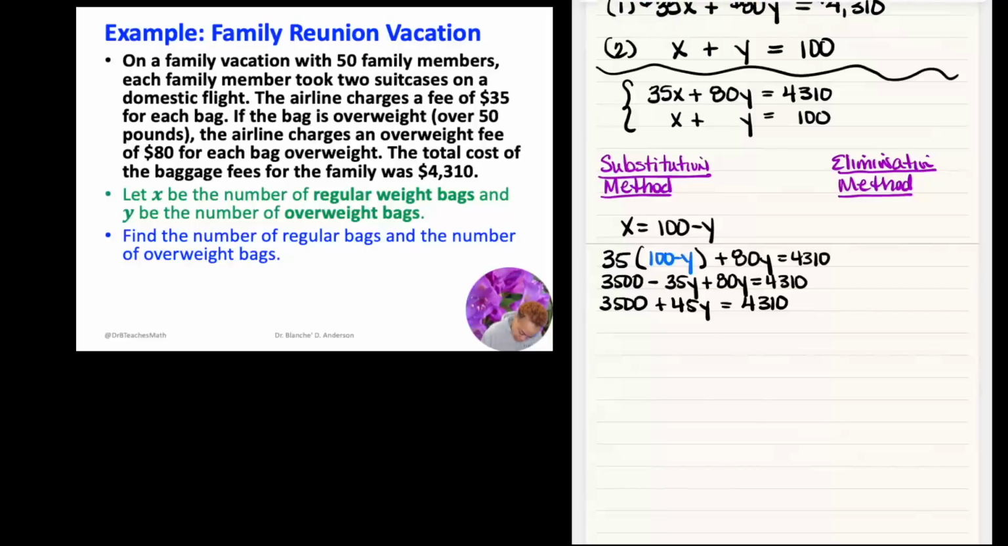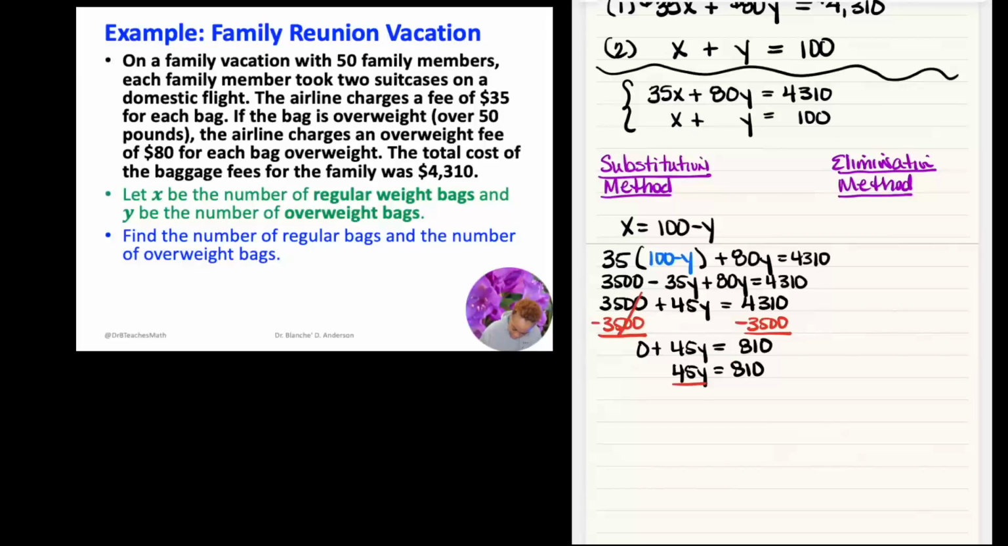subtract the 3,500 on both sides, so we can combine like terms over here. This goes to 0, so we have 0 plus 45y equals, when you put that in your calculator, you should get 810. Okay. And so now we have 45y equals 810.